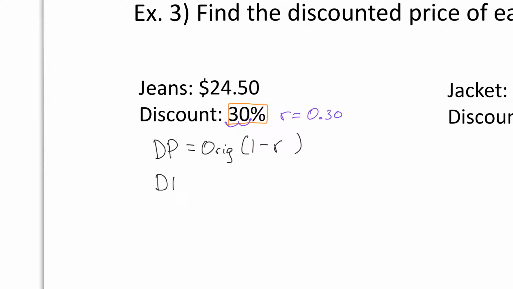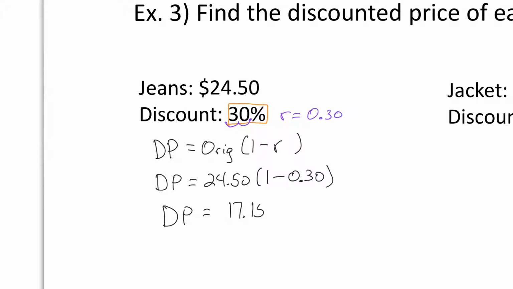So my discounted price equals my original price, $24.50, times 1 minus, in decimal form, 30% is 0.30. You guys do that in the calculator, and we get for the discounted price 17.15. Now we don't have anything after the 5, so we're okay. We have $17.15. So that is the discounted price.